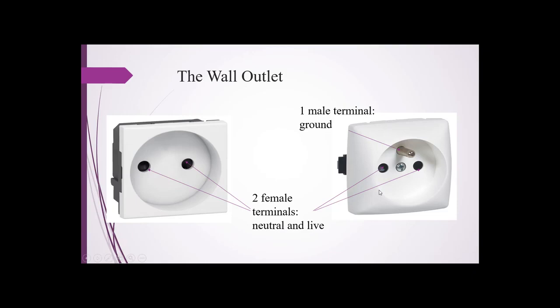The second type of wall outlets has 3 terminals, similar to the first one, 2 female ones called the neutral and live, and in addition, 1 male terminal called ground. To identify these terminals, we will perform the following activity, which is activity 1, page 84.